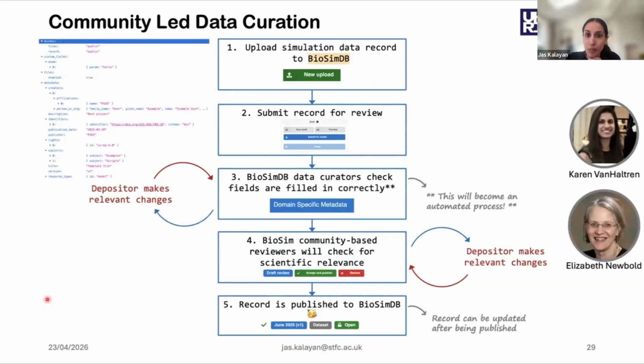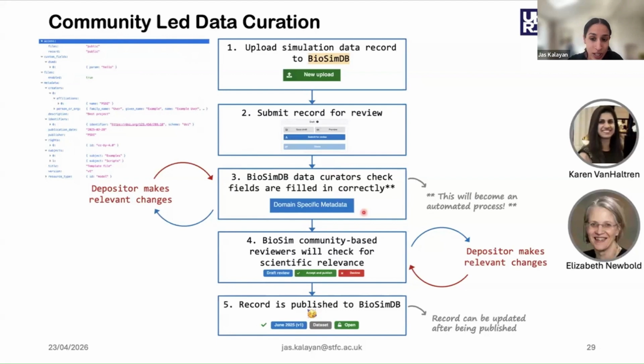So users would upload simulations to BioSimDB via the GUI, or via the API, or via data collections itself. And the idea is, if they use our GUI, then they can extract that metadata automatically. And the only thing they'd need to fill in is just information about the authors, any licenses, information that we can't really extract automatically. And then once you submit your record for review, BioSim data curators can check the fields are filled in correctly.